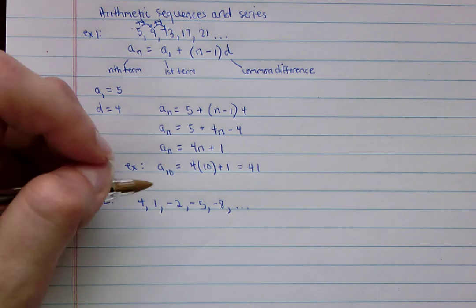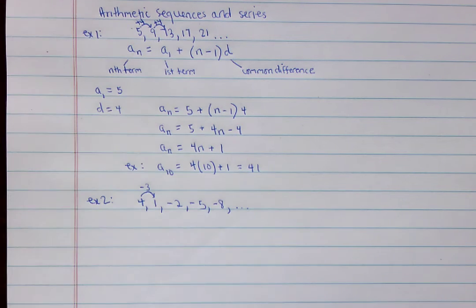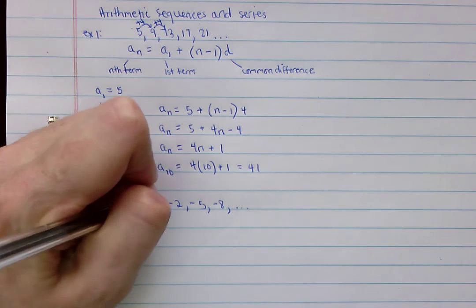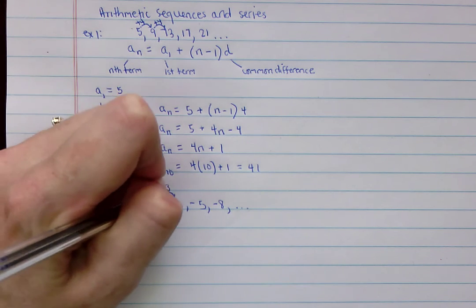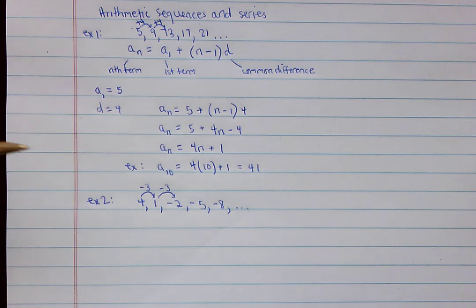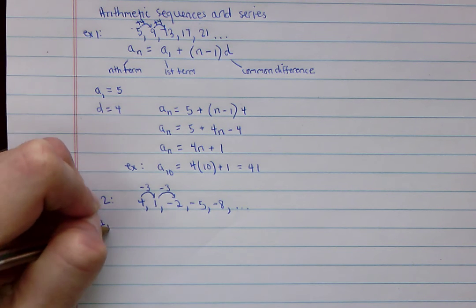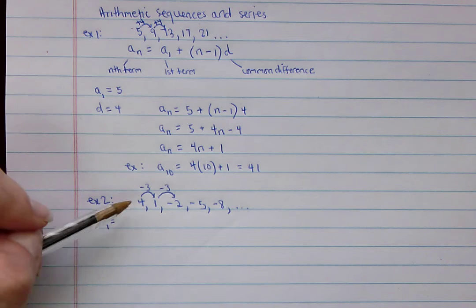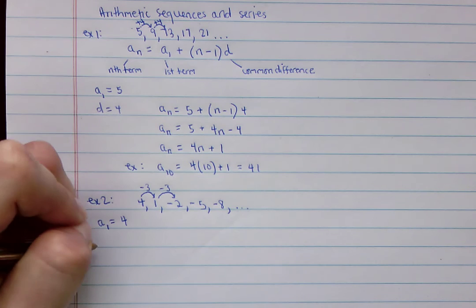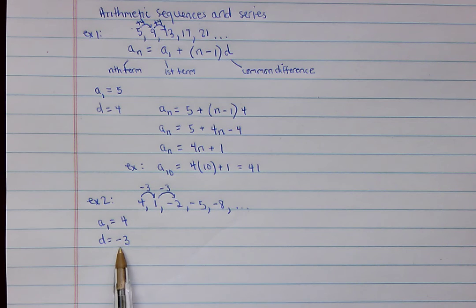So what's going on here? If I go from 4 to 1, I'm subtracting 3. If I go from 1 to -2, I'm subtracting another 3. And I can keep doing that. I'm going to subtract 3 each time to get the next term. So first of all, a sub 1 is equal to the first term, that's 4. d is going to be -3 because we're subtracting 3.